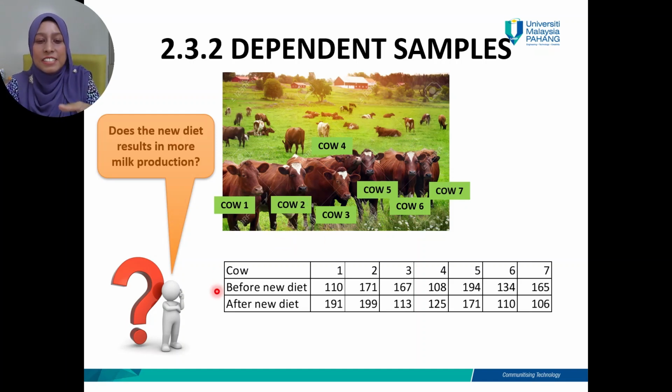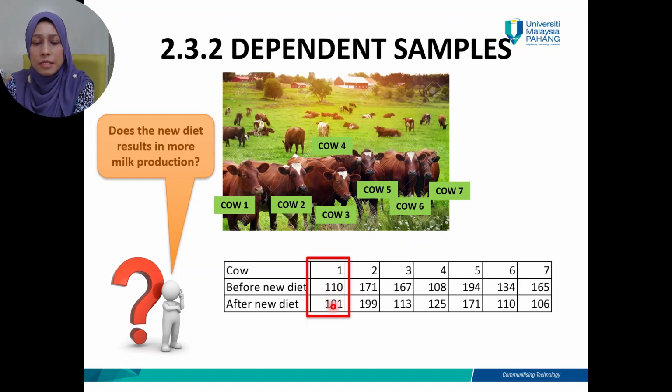Alright, so this data set is taken before the diet and this data set is taken after the diet. But if you can see here, the first data in the before data set comes from cow 1. The second data in the after data set is also taken from cow number 1 because Pak Mail wants to observe what are the changes after the diet plan.